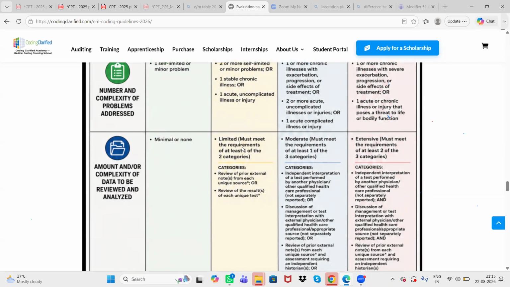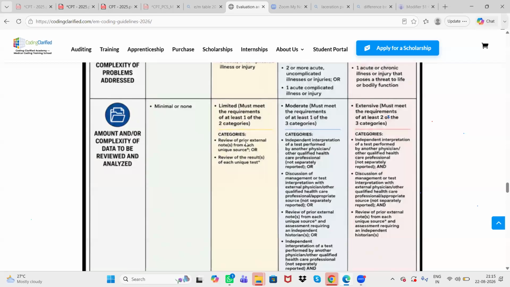Okay, next, data for the low. Here we have two categories. One is review of prior external notes from each unique source. What does it mean, each unique source, review of external notes? Previous visit notes, prior tests or reports. Then what is review of the results of each unique test?